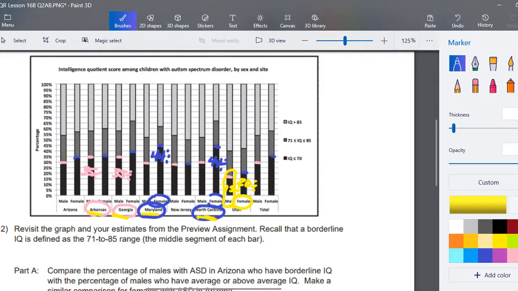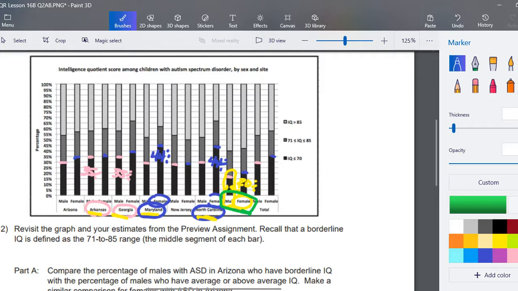Highest male percentages are Arkansas and Georgia. The lowest male and female are going to be in Utah. Moving on to question 3. Explain why each statement below is not supported by the graph, and if possible, correct each statement.